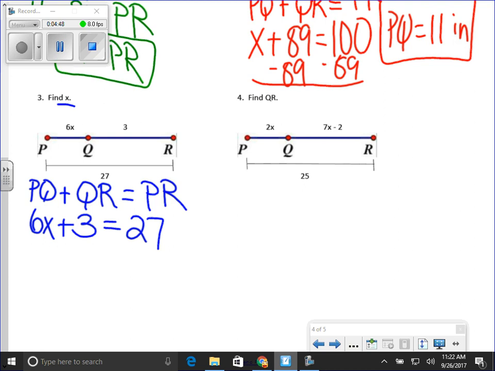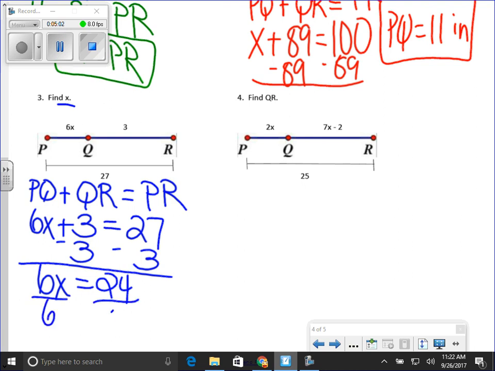So what's the first step in solving for this X? We're going to subtract 3 from both sides. So we get 6x equals 24. Then what? Divide both sides by 6, and x is equal to 4. Good. Did we answer the question? Yeah, we found x. I found x. We're good to go. But I still used the segment addition to help me set up the equation I would need to be able to solve for x.